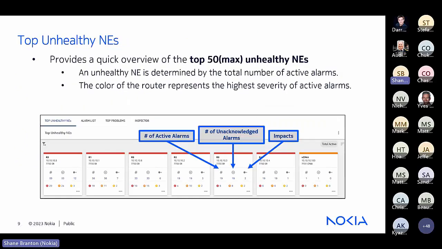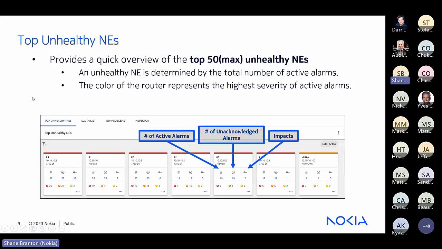Okay, anybody that's using hands-on, if you were to jump into and click on that fault management application, this is what you'll see. So at the top, you'll see basically a few different views, or like I said, perspectives, which was mentioned earlier, or starting points. You see the top unhealthy NEs, the alarm list, top problems, and inspector. So we'll go down through some of these, some of them more than others. The two I'll focus on the most are going to be top unhealthy NEs and alarm list, but I will also tell you what top problems and inspector are.